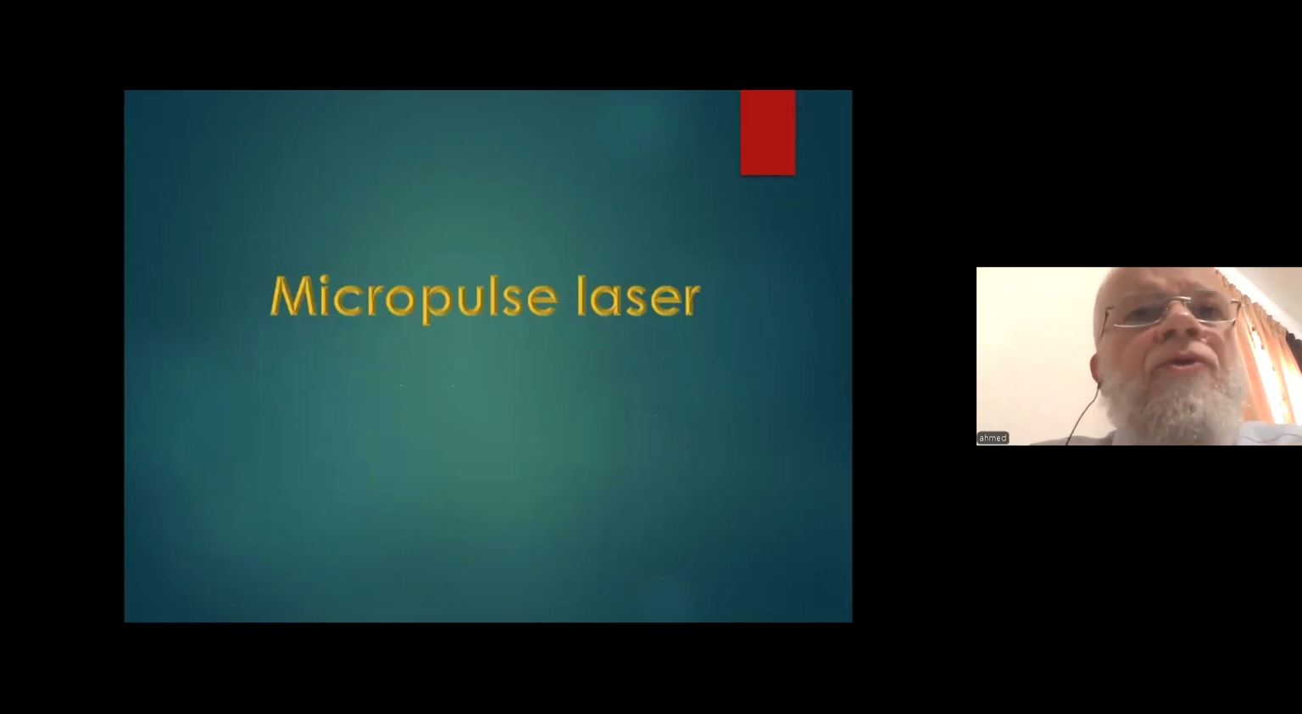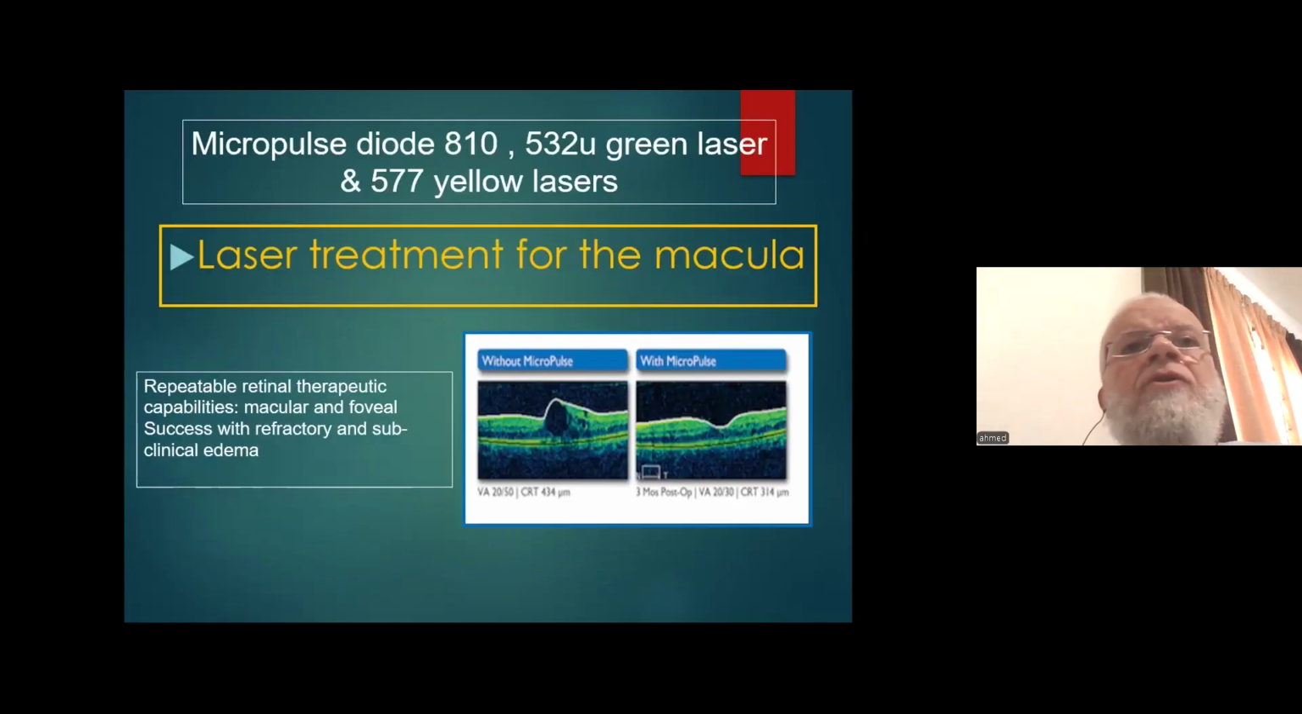Micropulse laser is a new modality of laser which does not cause damage to the retinal tissues, but produces the same therapeutic effect. And the advantage of this is that the photoreceptors and the retinal pigment epithelium are preserved, and the process can be repeated several times without any problems with the retina, with consequent improvement in the visual acuity and decrease in the macular edema.